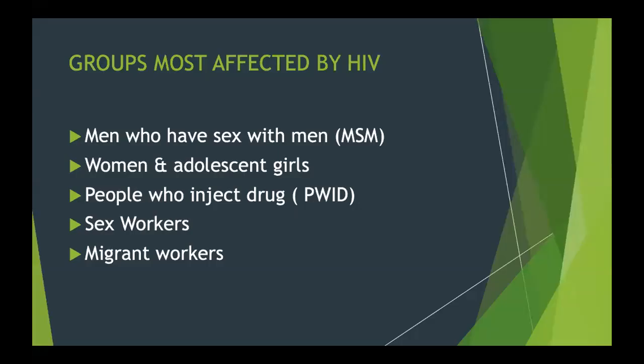So we're going to go through some of the groups that are mostly affected by HIV in South Africa. We have the MSMs, so those are men who have sex with other men. We have women and adolescent girls, people who inject drugs, sex workers and migrant workers, such as truck drivers and people who just move around.